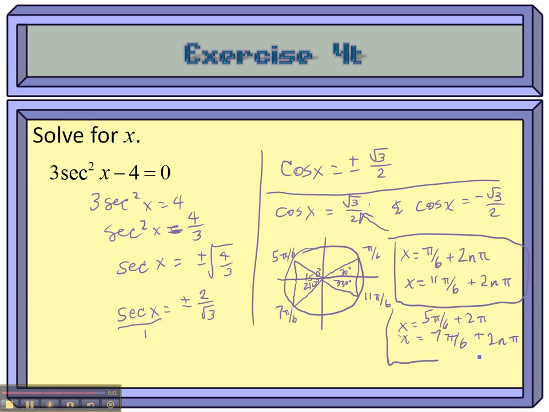Lots of answers. Let's say this is one of those type of questions that we just wanted over the interval from 0 to 2 pi. In that case, I would just list out pi over 6, 11 pi over 6, 5 pi over 6, and 7 pi over 6. The end.